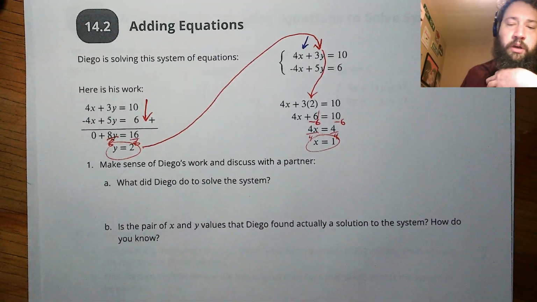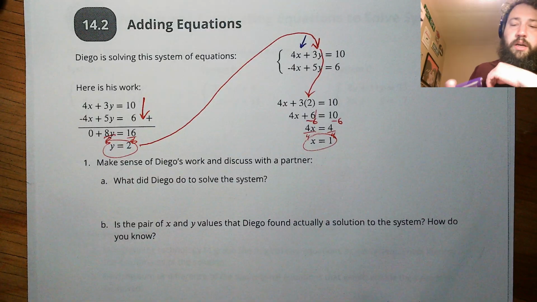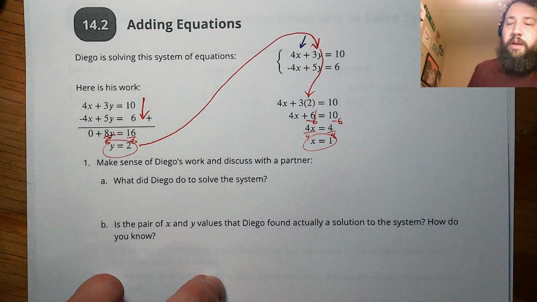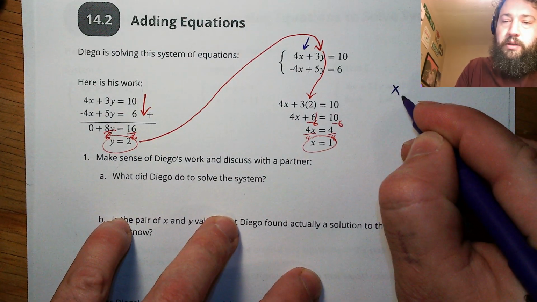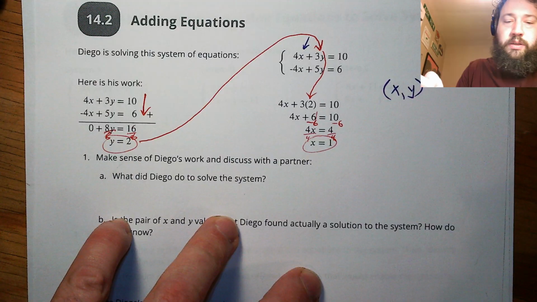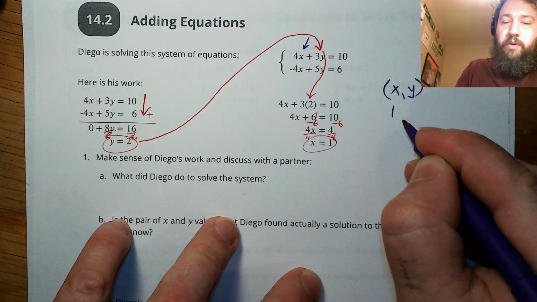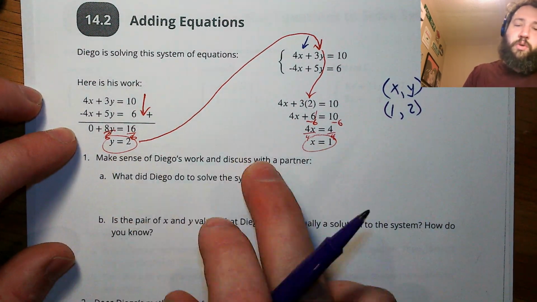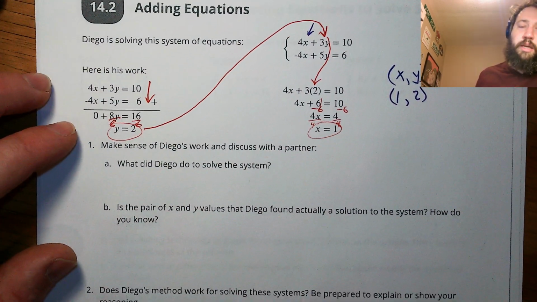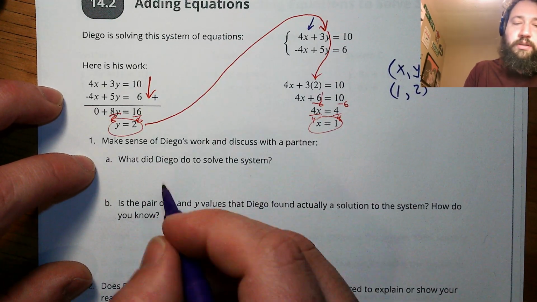Now, Mr. Sinclair doesn't think this is done here. I would like one final step where we write this as an ordered pair. So it would be an x comma y, like so. And so then I would have 1 comma 2. Make sense of Diego's work and discuss with a partner. What did Diego do to solve this system?